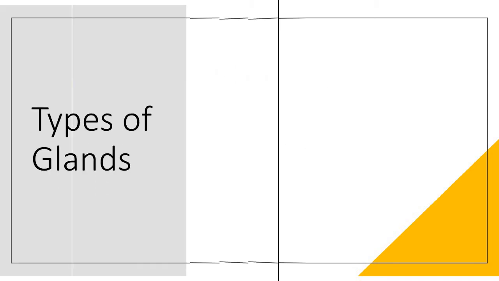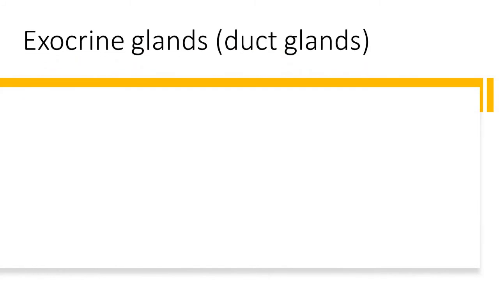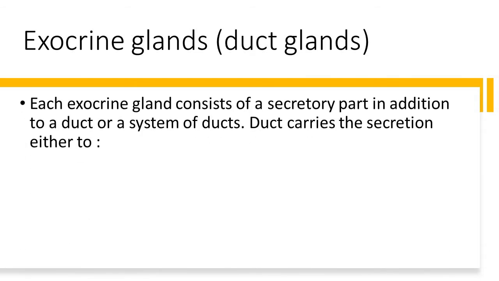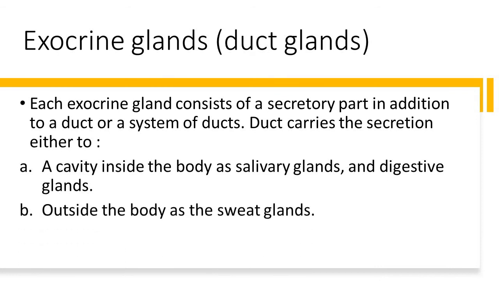Types of glands. We have three types of glands. The first type is exocrine glands, which are duct glands that secrete their products directly into a duct, not directly to the blood, but to the organs or glands through a duct. Like sweat glands, which secrete externally, and the salivary glands, which also use a duct but secrete internally, inside the cavity.